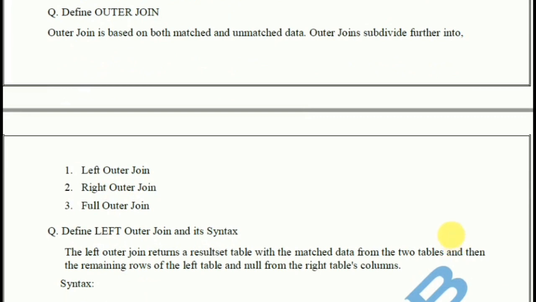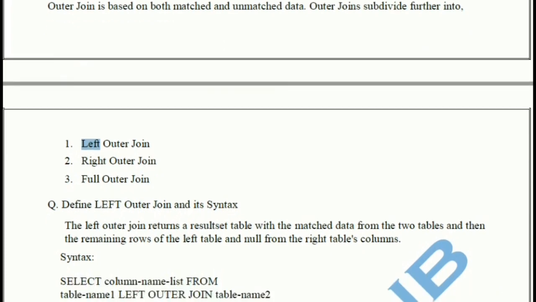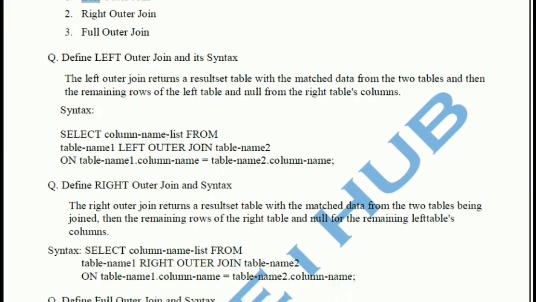Outer join is for unmatched data. Whenever we have unmatched data, we can go for outer join. In outer join also we have three classifications: left, right and fully outer join. See here, one by one, the definitions.